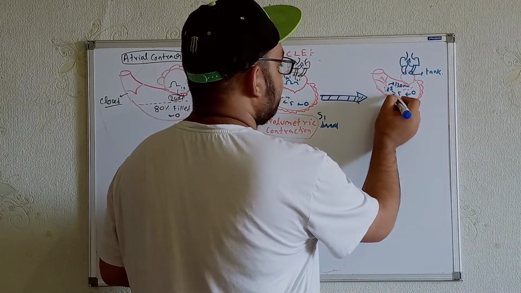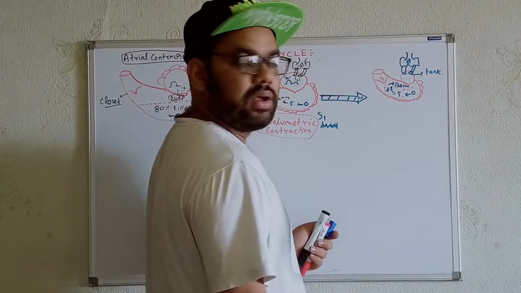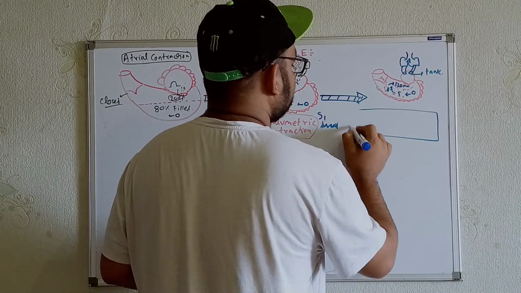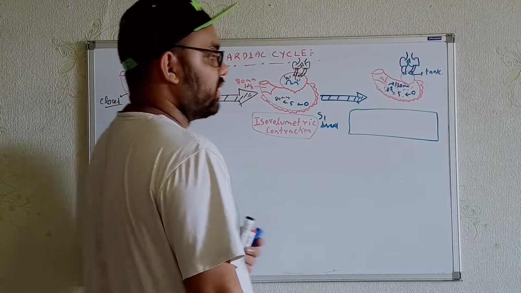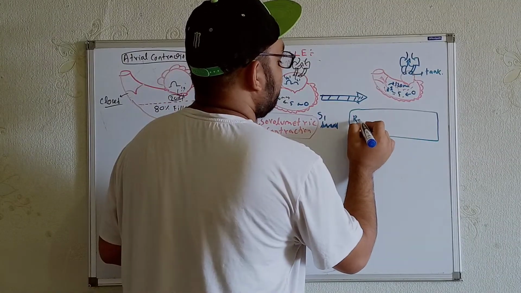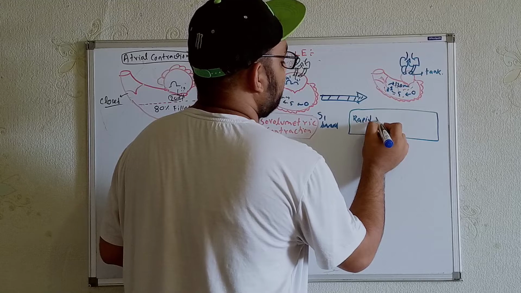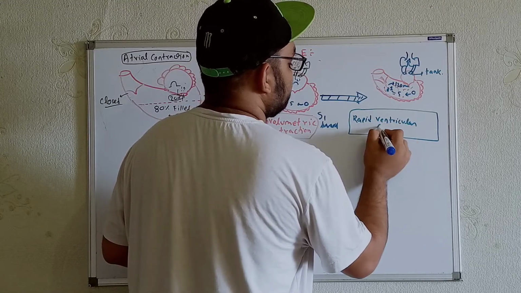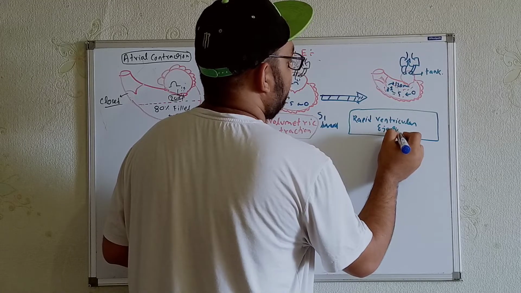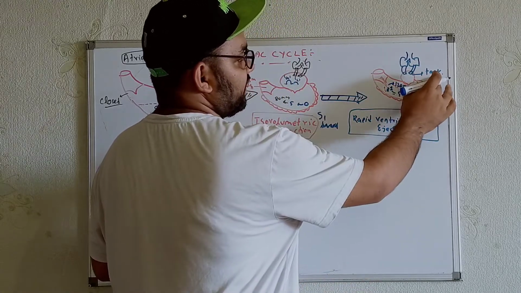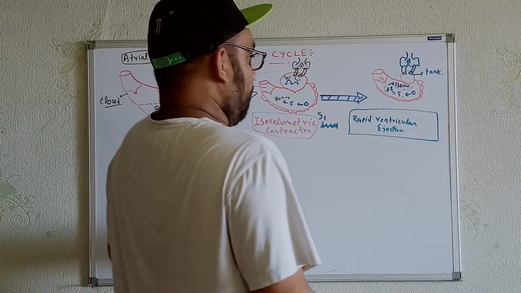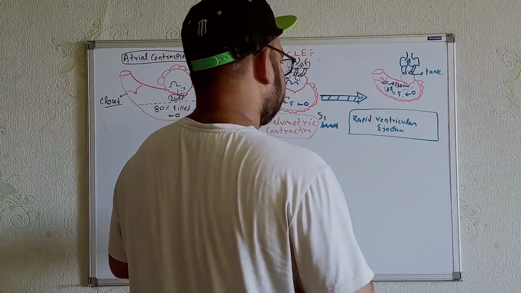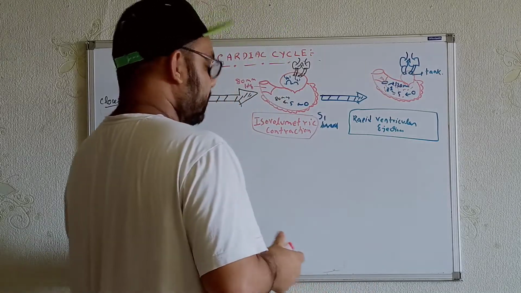In these cases the blood will be ejected from the ventricle. So whatever the phase you can say over here, we can say rapid ventricular ejection. Ventricular ejection over here. Now it will also work as a tank, just like this. This valve, the aortic valve, will definitely be open.